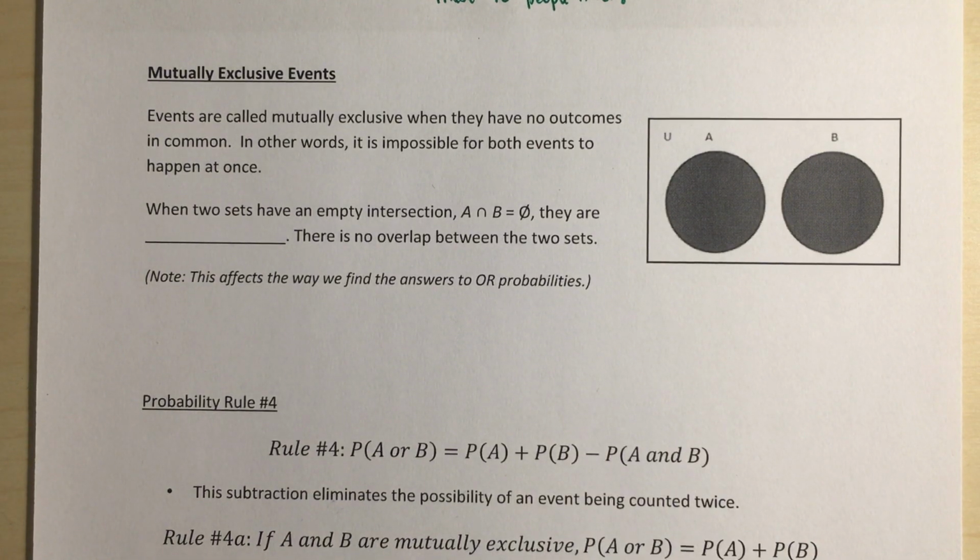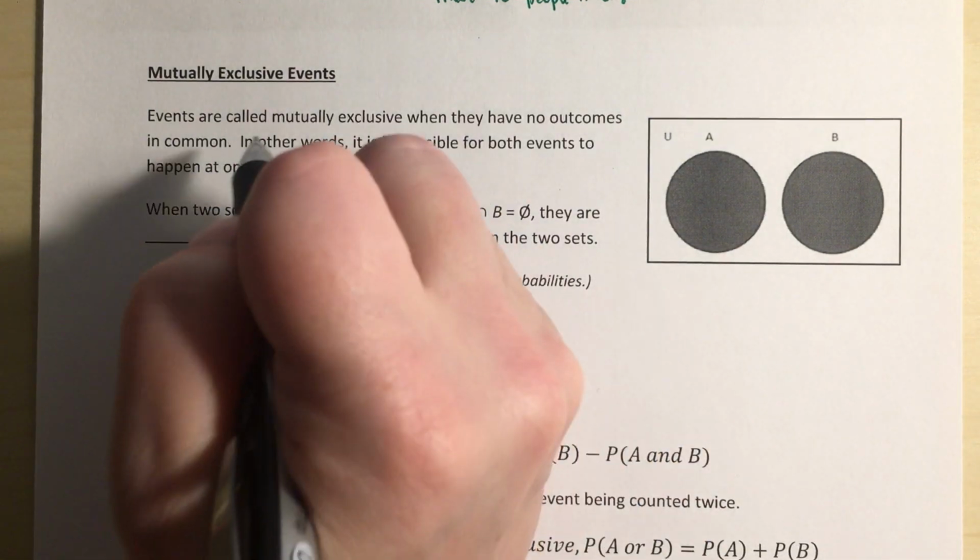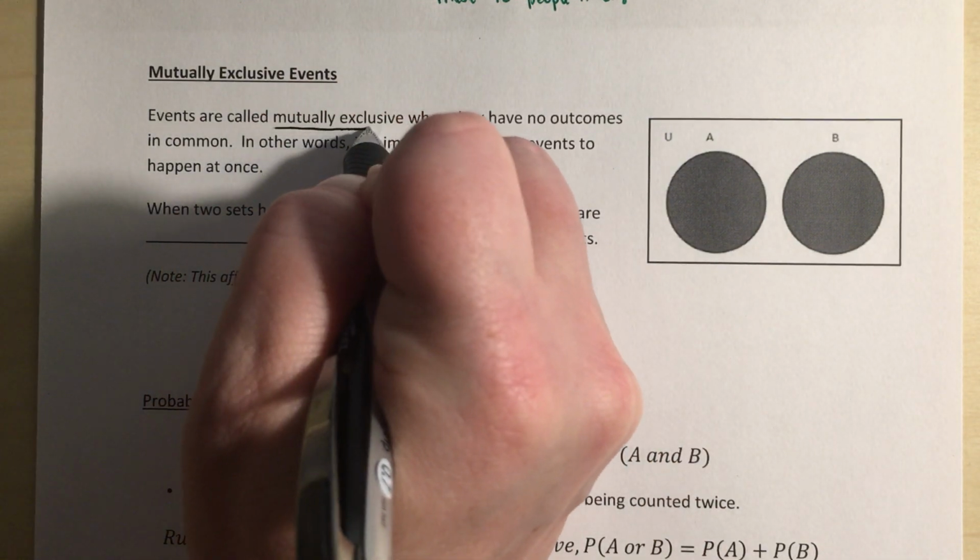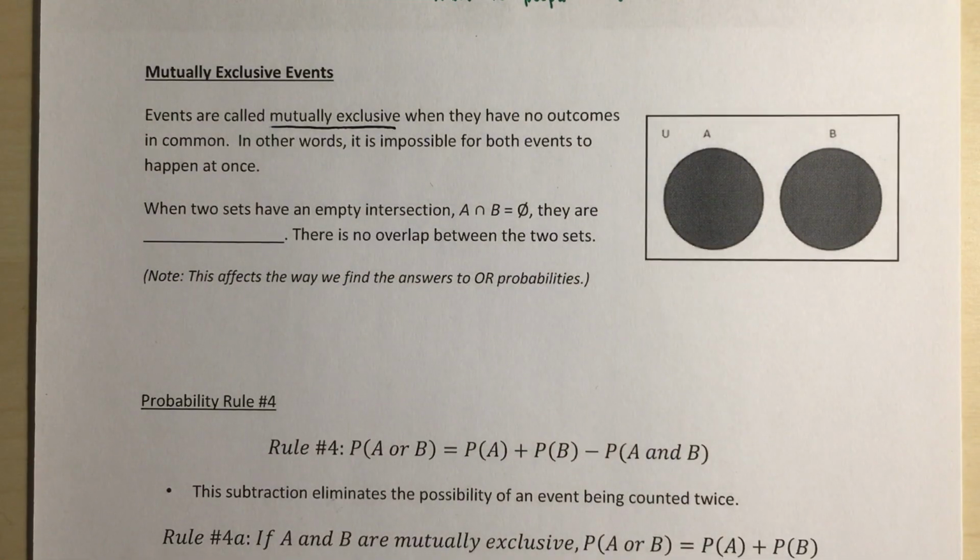So what we're going to look at in this next example, we're going to actually revisit the previous example that we did, but we're going to throw another word in there. So we're going to get another definition here first. Events are called mutually exclusive, it should be underlined, when they have no outcomes in common. In other words, it's impossible for both events to happen at once.